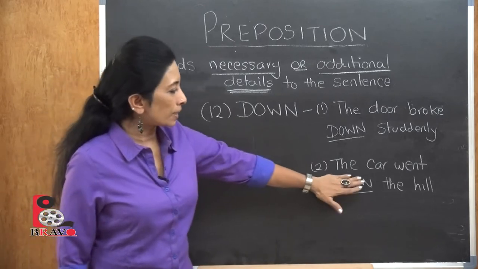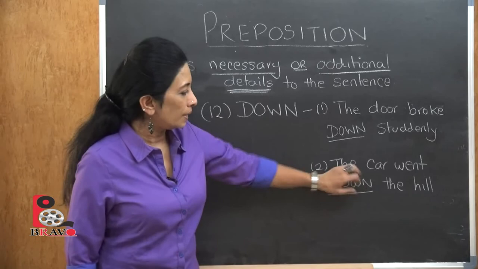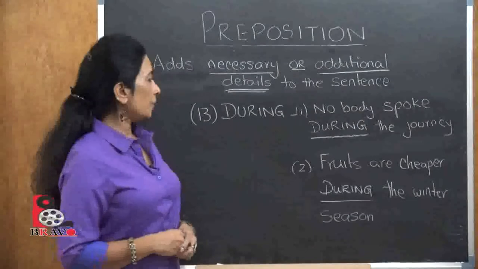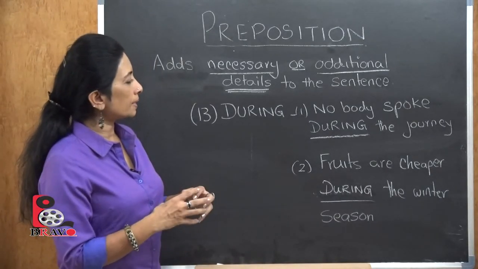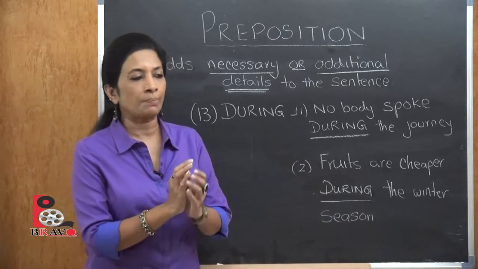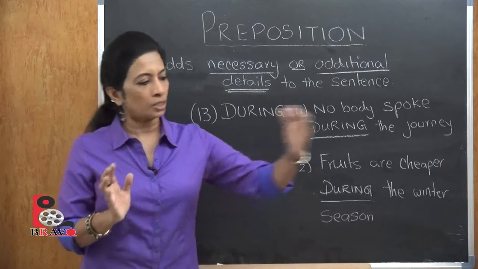So this adds on, the car went down the hill, right? So with the word down, it emphasizes that the car has gone down the slope. 13th word, during. Now during means it happens in a space. It can be a travel, it can be a season, it happens between this to this.